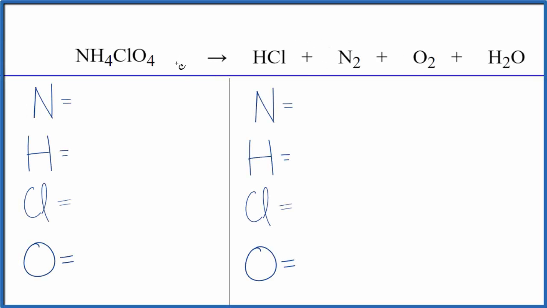In this video, we'll balance the equation for the decomposition of NH4ClO4. This is ammonium perchlorate. This is kind of a challenging equation to balance. So let's count the atoms up and then balance it.